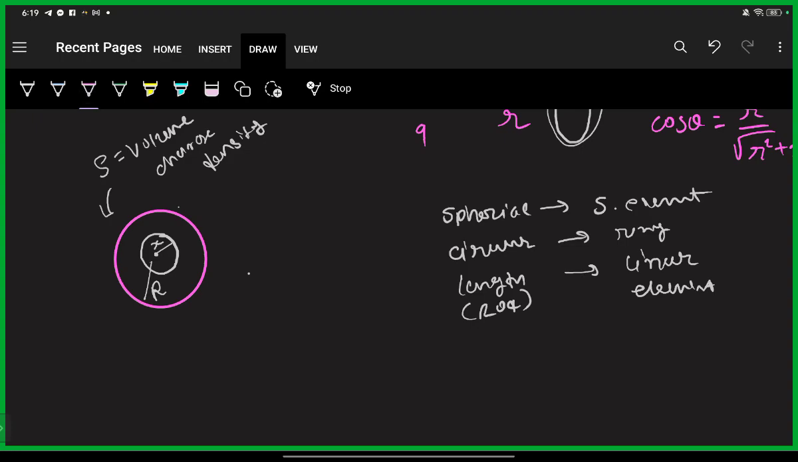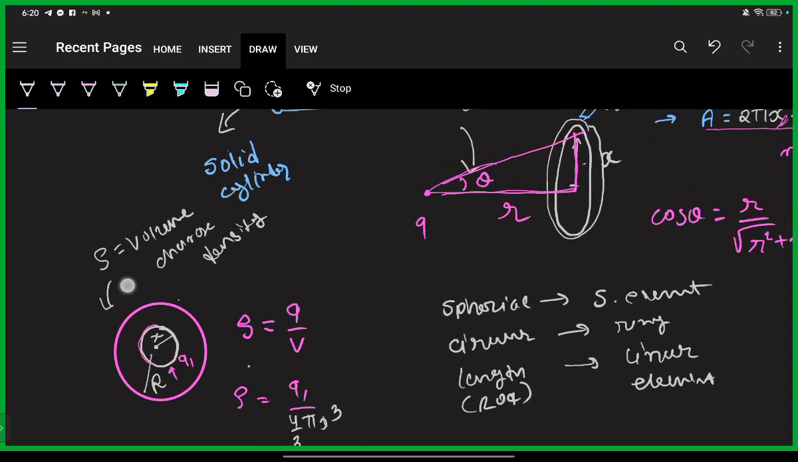So in volume charge density, you know that it is Q by V, right? Let's say this innermost sphere is having charge Q1. We are considering it, okay? So this will be Q1 by, what is the volume of this smaller sphere? It will be 4 by 3 pi x cube. So that's how you can write this charge, and then you can proceed to find electric field, electric potential, blah blah blah. Understood?